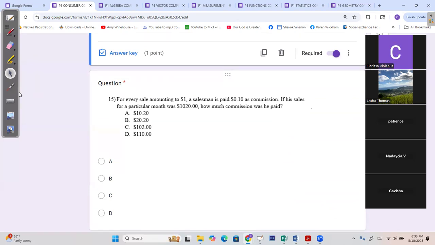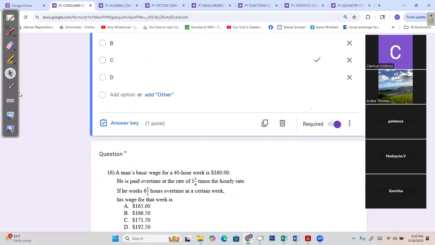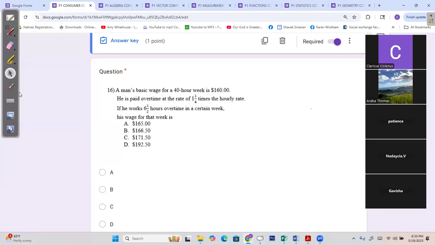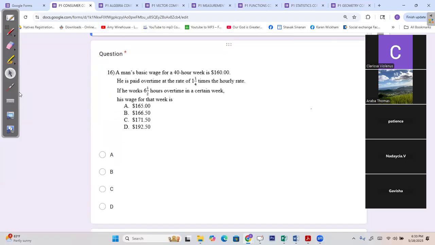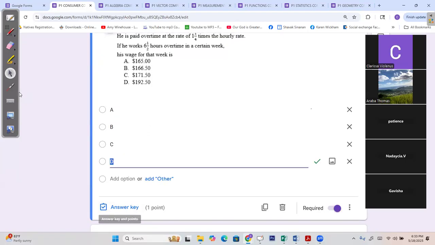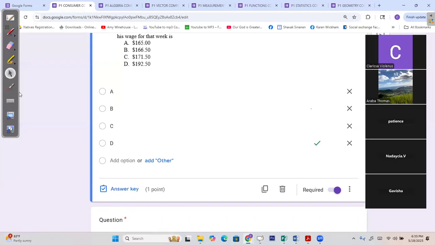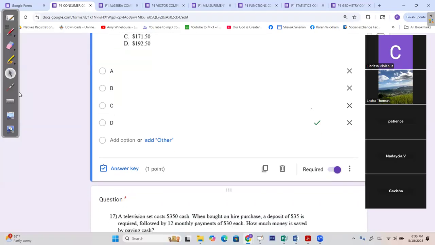So if it's $1 for every dollar, so that's divided by 1. So that means 10% of this, you move your decimal, 0.1, so that's $102. We did this exact question already. So that's C. All these questions are repeated questions. This one too, does this one look familiar? What would the answer be? Let me make sure, 6.5 hours. The answer was D, right? Yep. Anybody realizing this year was all repeated questions so far?